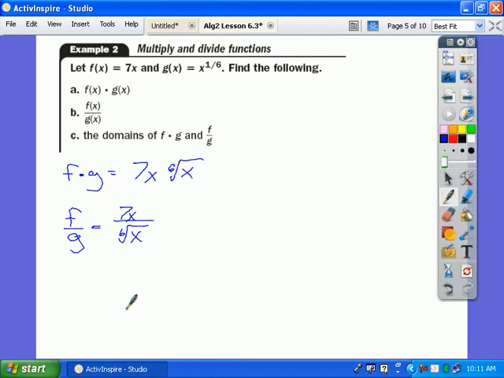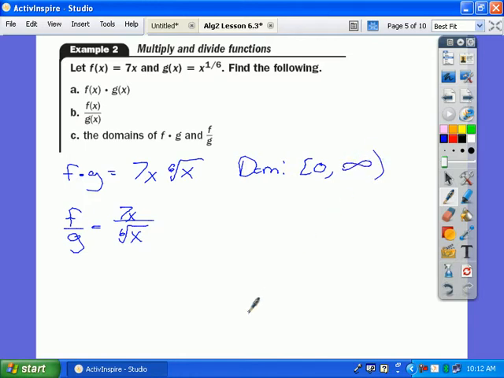I want to talk about the domain. So, for f times g, I have an even root. So, basically, I can plug in any positive number. The fact that this piece is for the 7x piece, this is the only one that does anything to the domain. And it basically says the domain, again, has to be from 0 to infinity.